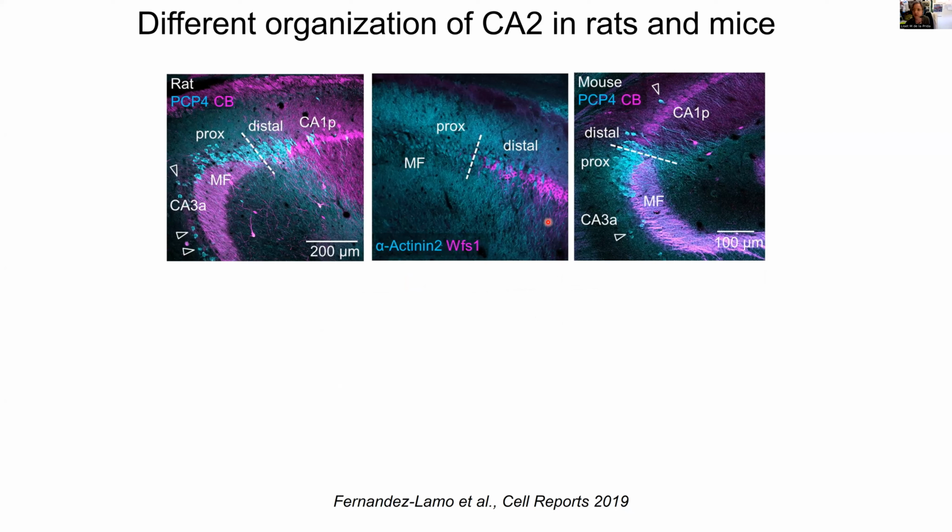how to define CA2? When we started working, we were working in rats, and for us it was very clear that the tip of the mossy fibers did not terminate where we saw PCP4 positive cells. That means that CA2 in the rat somehow could be differentiated into a more proximal region and a more distal region.